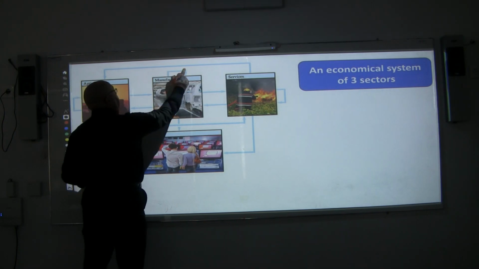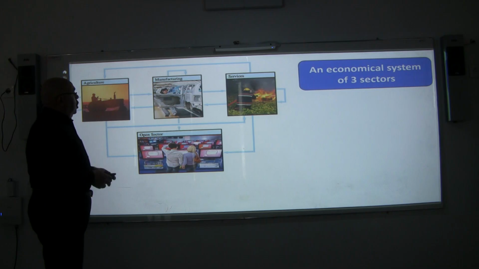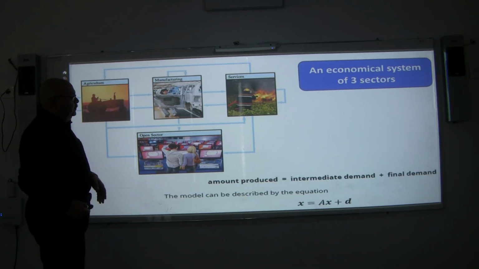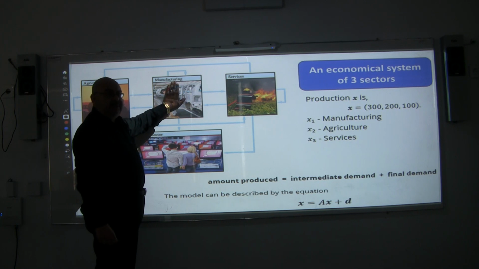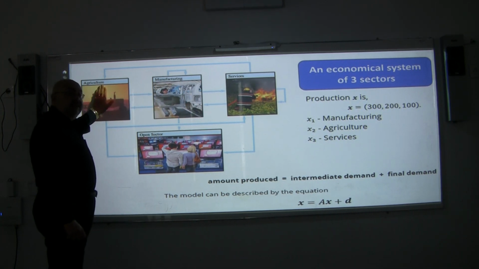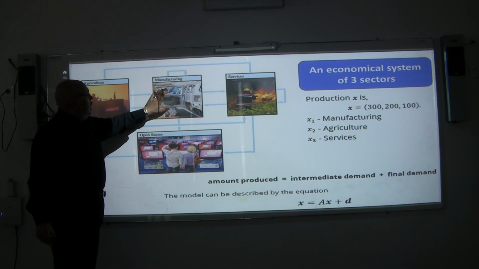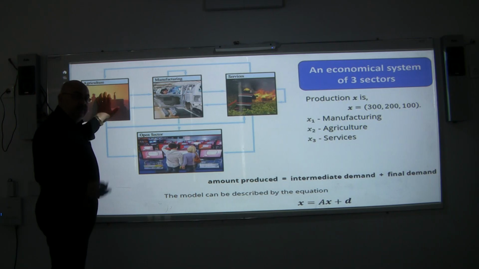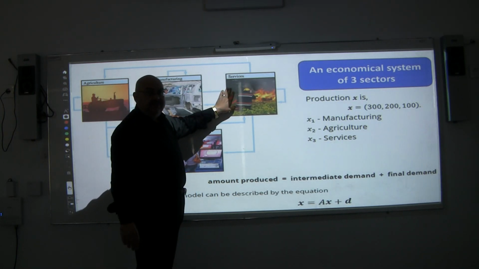Do you see these arrows? Look at each one of them. X1 is the manufacturing, so this is the first sector. X2 is the agriculture, this is the second sector. Of course, I can call them as I want. So I'm putting this is X1, that's X2 in order to arrange my production and the equation, the system. And this is X3, the services.